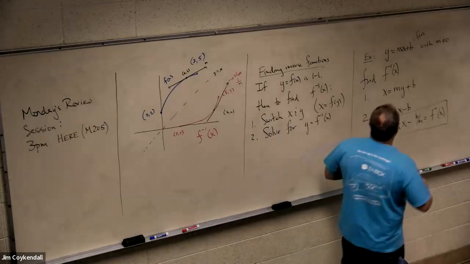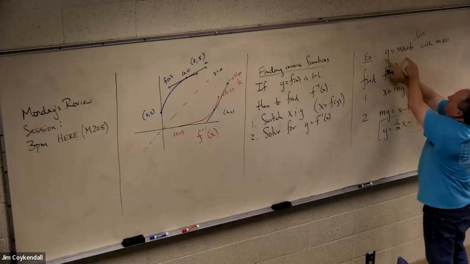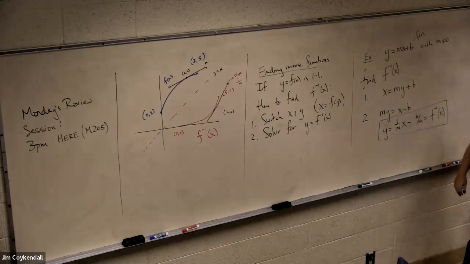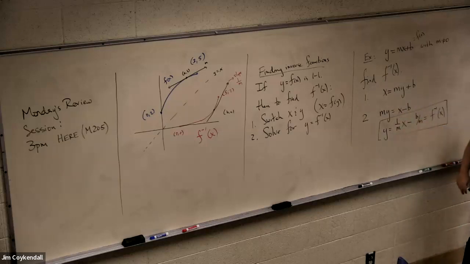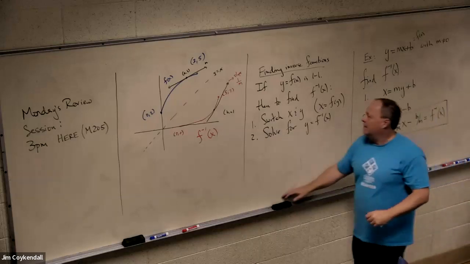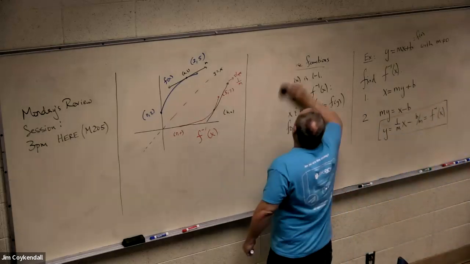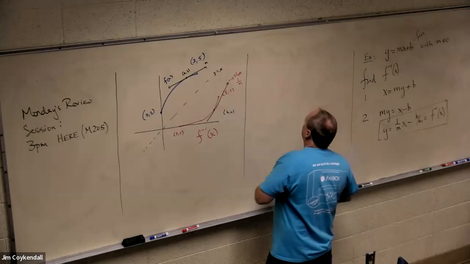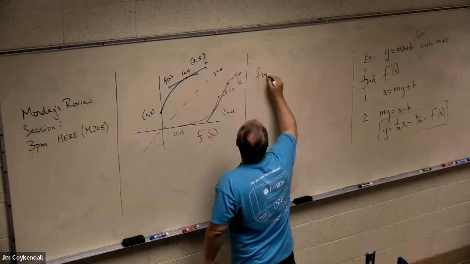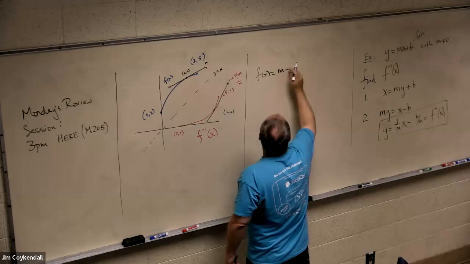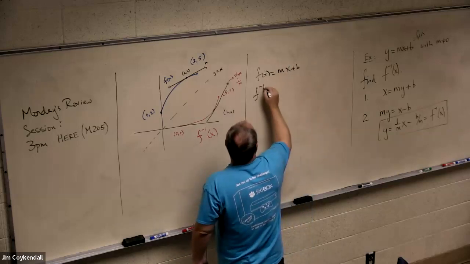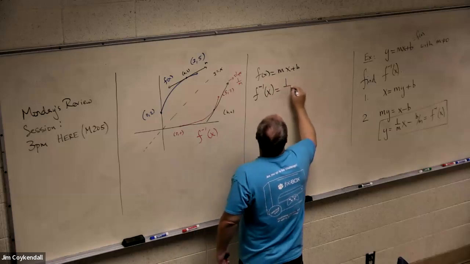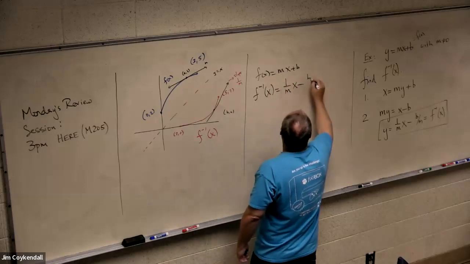Well, that's what I did, right? Because I took this right here and exchanged the y and x, and then just solved for y. This would be the inverse function. And let me actually show you that this works. Then we'll do another example. So we have f of x equals mx plus b, right? That was our original. And my claim is f inverse of x is 1/m x minus b over m.